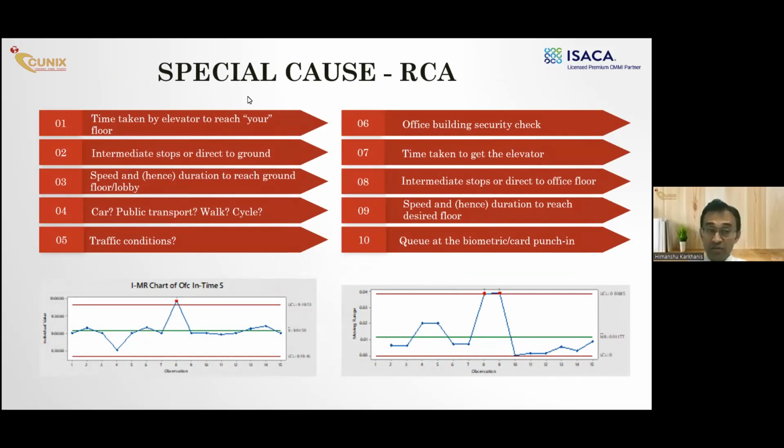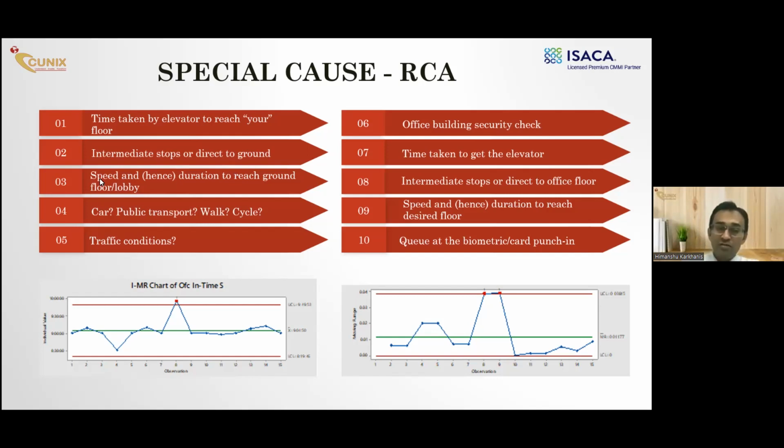Maybe it is the time taken by the elevator to reach your floor. So you're out of your house with a good buffer, but maybe the elevator has taken time. If you're living on the 2nd floor or 3rd floor, maybe using the stairs could be better or faster. Maybe there are too many intermediate stops on the ground, which happened on that day, unfortunately, right? Maybe the speed of the elevator had some problem. So maybe it should get checked by the maintenance engineer.